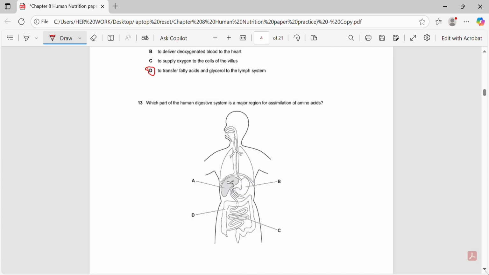Next, this question asks, which part of the human digestive system is a major region for assimilation of amino acids? Now remember, assimilation means the process where absorbed nutrients are used by body cells, for example, amino acids being used to build proteins. This mainly happens in the liver, which plays a key role in converting amino acids into body proteins or other useful substances. So, the major region for assimilation of amino acids is the liver. Therefore, the correct answer is option A.